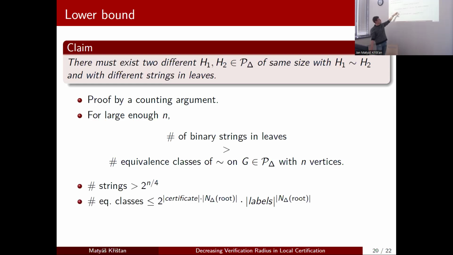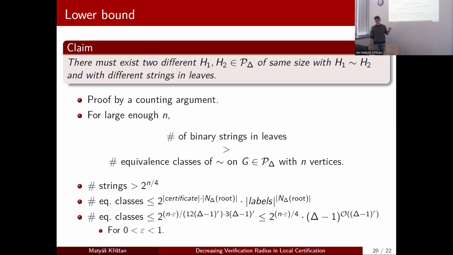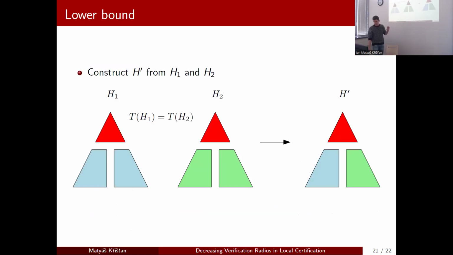And also we have to take into account the various label assignments, but only the number of different certificates is important, because that has n as a variable, and the rest is basically just a function of the radius and large delta. Those are fixed for us. So from that we get that there are at least two instances with different strings, but they look the same at the top. So basically you construct an instance by taking the same top and left subtree from one and the right subtree from the other.